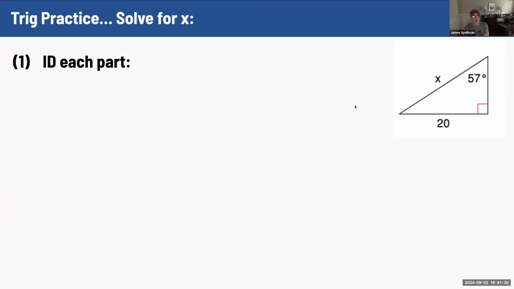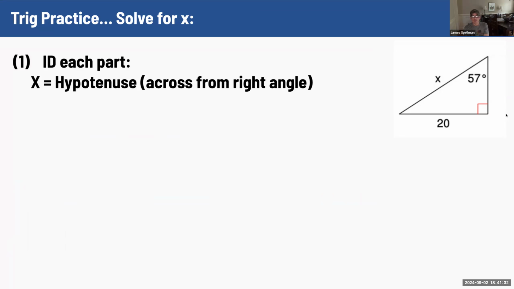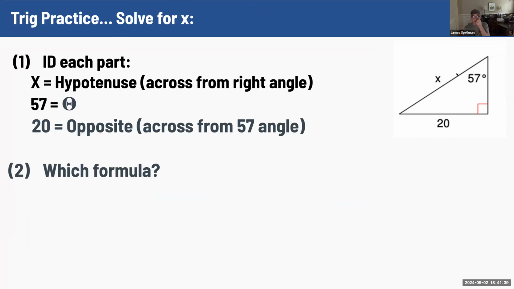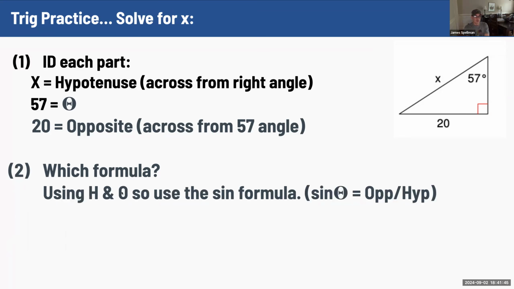All right, we're gonna do a few more. Again, identify each part. In this case, X is the hypotenuse because it's across from the 90-degree angle. Theta is 57 degrees, and 20 is the opposite because it's across from the 57-degree angle. Once I've identified the H and the O, that tells me which formula I can use.